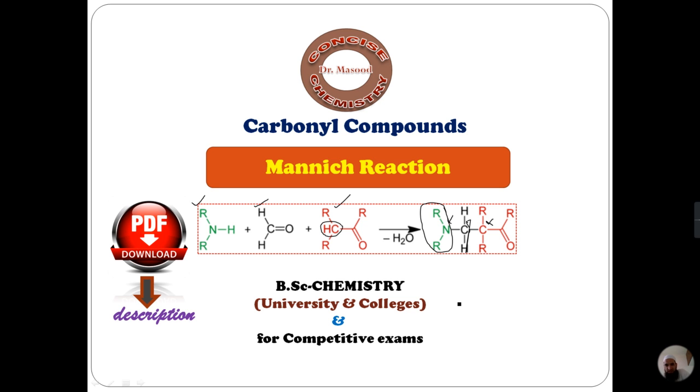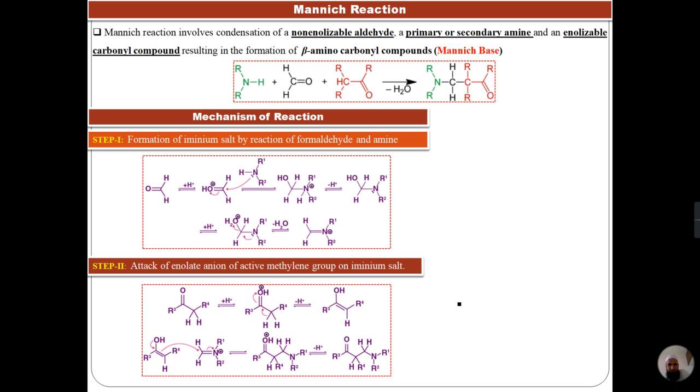To understand this, to see the mechanism, let's move to the next slide. Okay, let's read the definition. Mannich reaction involves condensation of a non-enolizable aldehyde, a primary or a secondary amine, and an enolizable carbonyl compound.